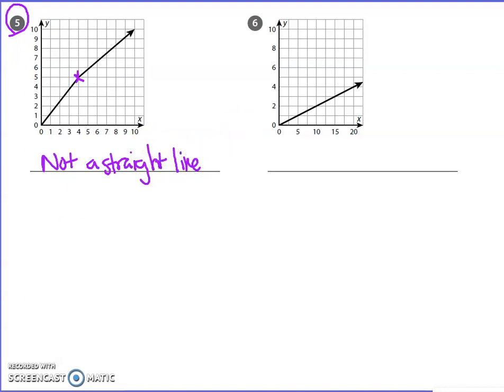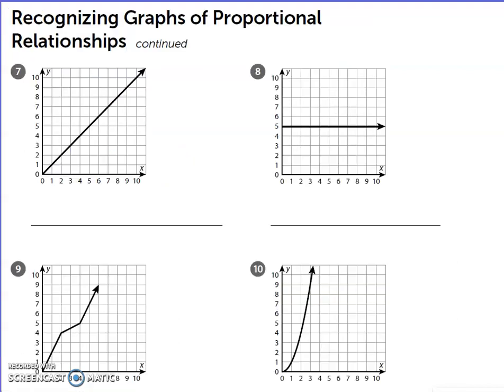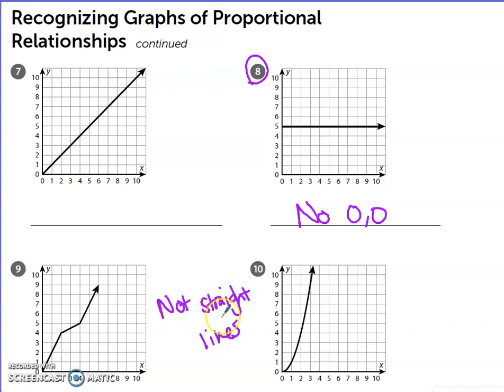Number 6 is just fine. 7 is just fine. 8, not a proportional relationship, no 0, 0. Both 9 and 10 are no, because they're not straight lines. Remember, the graph of a proportional relationship has to be a straight line, has to go through 0, 0 to be a proportional relationship.